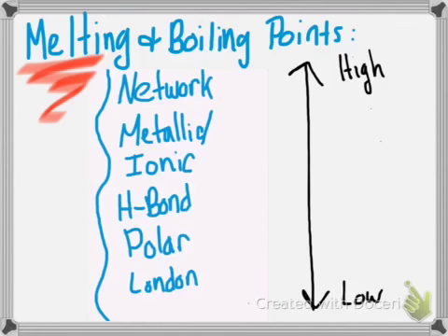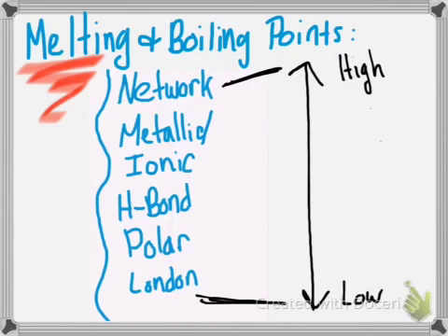The lowest boiling point is where the weakest IMFs are, and things that have the higher boiling or melting points are where the strongest IMFs are. So network structures will have a lot higher boiling points than, let's say, London, and a metallic would have a much higher melting point than, let's say, a polar. And it actually makes a lot of sense if you think about why.